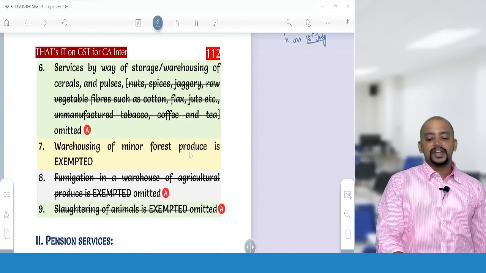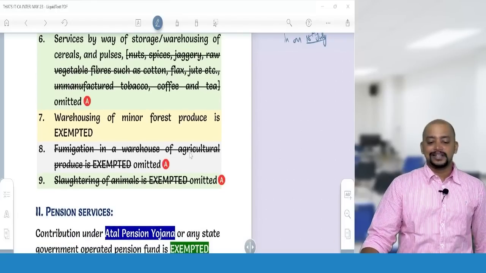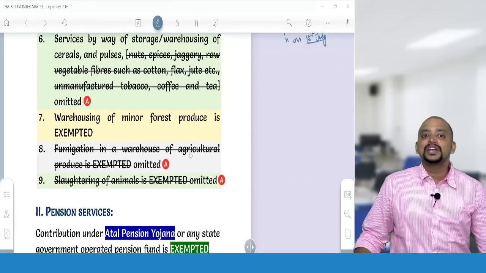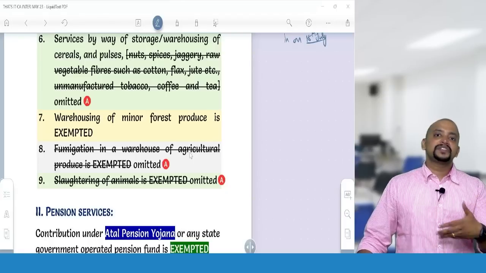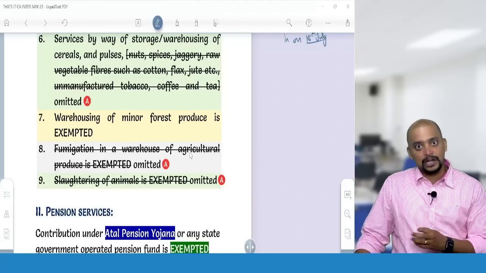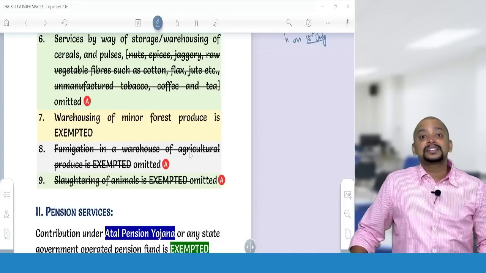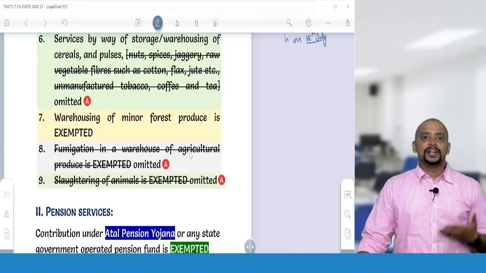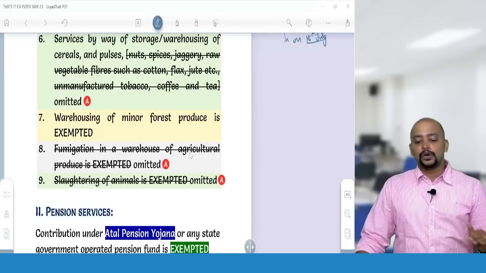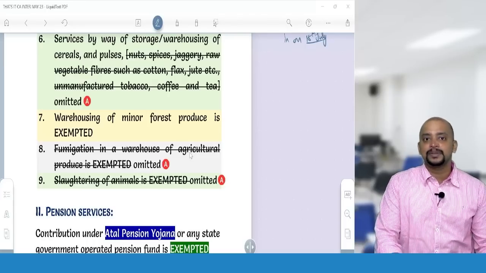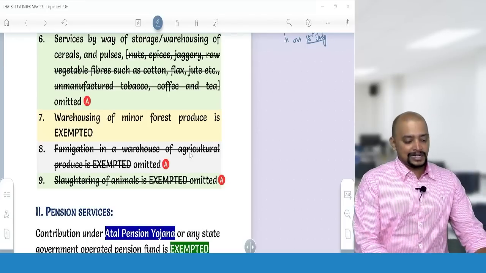Then next point, warehousing of minor forest produce is exempted. Then previously fumigation service, where we fill the warehouse with pesticides, insecticides, and all. That fumigation service was previously exempted, now it became taxable. Then slaughtering of animals previously was exempted and now it became taxable. These are the 3 amendments that we have on agriculture related services.